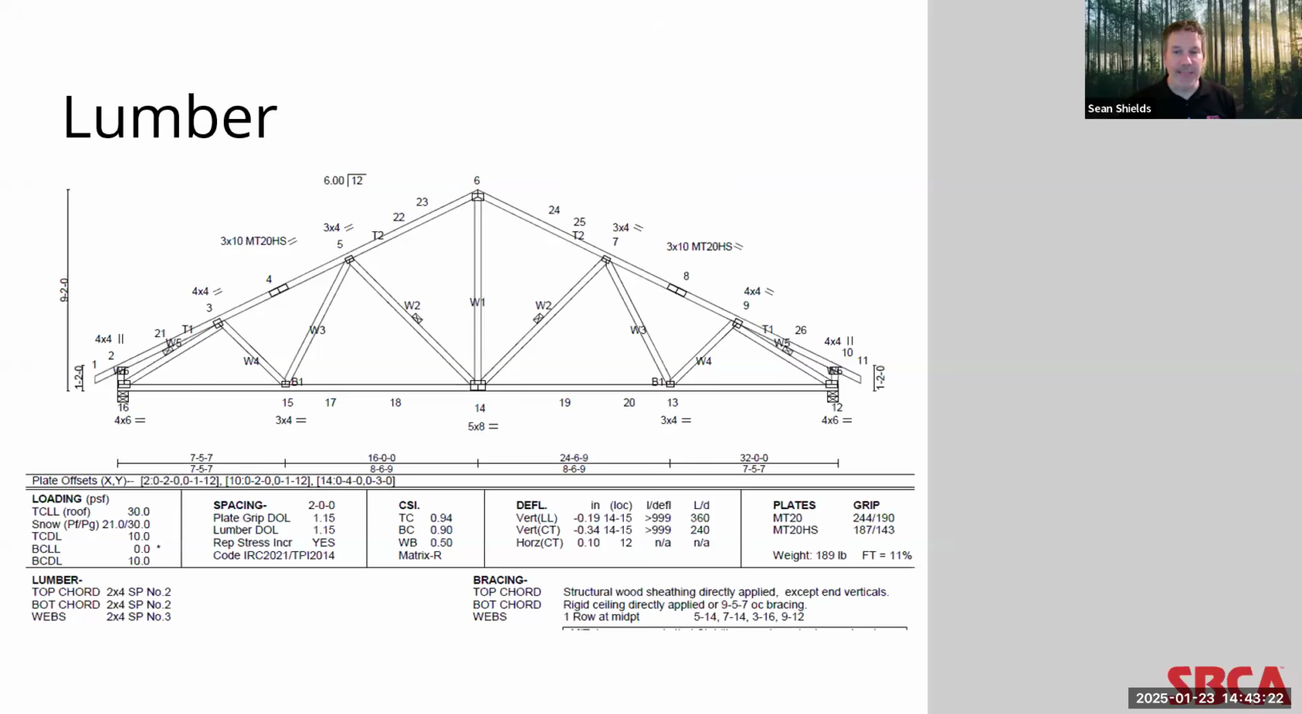Here's just another example. So here you can see that all the wood members in this particular truss are designed with 2x4 southern pine, with the only difference really being that the chords are made from number 2 visual grade and the webs are made from number 3 visual grade. This is pretty typical in the component manufacturing industry.